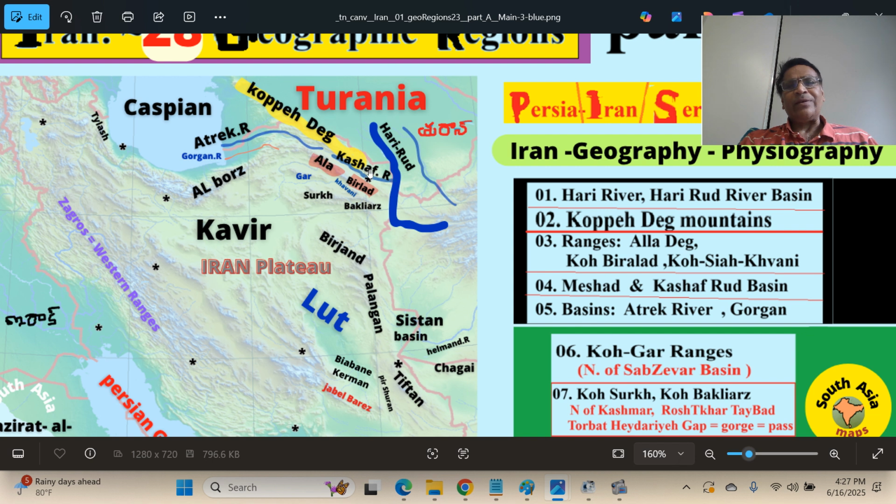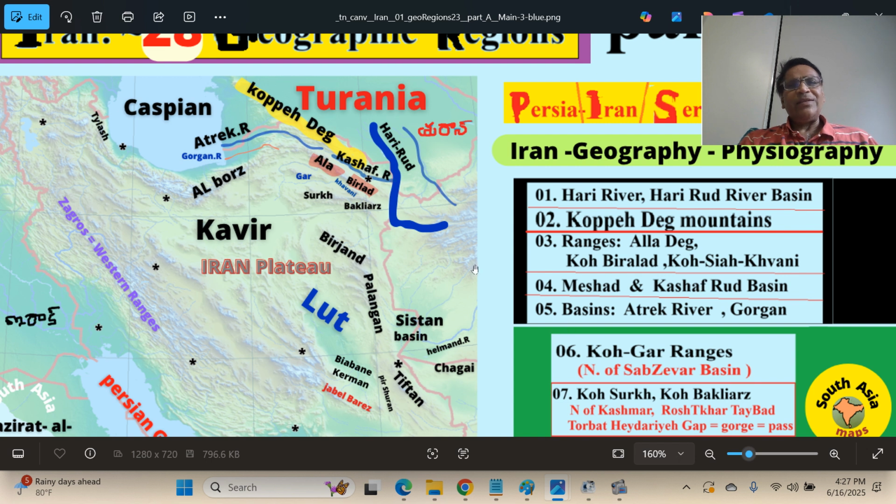This is the Kashaf Rud that joins the Hari River or Hari Rud River coming from Afghania, that is Durrania, that is from the Hindu Kush mountain regions. Mashhad basin and Kashaf Rud River basin, and there are also other tributaries south of these mountains here. Birlad Mountains, that is the Jamrud. There is also a town. I will show you in the other map.